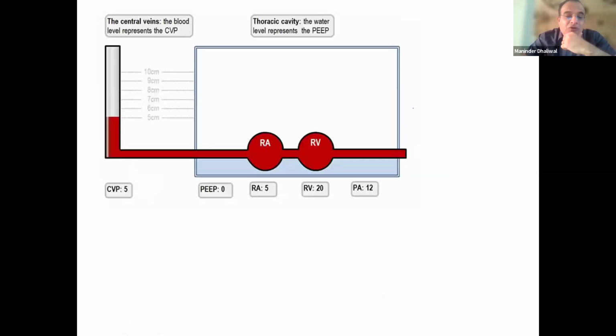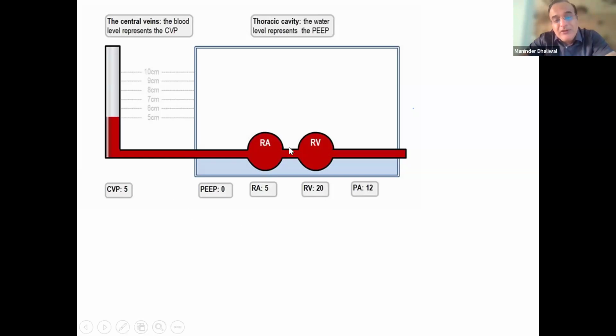Now we have increased from PEEP. So this is a spontaneous breath. Now just imagine I'm taking a spontaneous breath. What happens? The pressure actually goes down, so more blood can go inside the right atrium, and more blood goes inside the right ventricle. It's almost giving like a volume bolus.